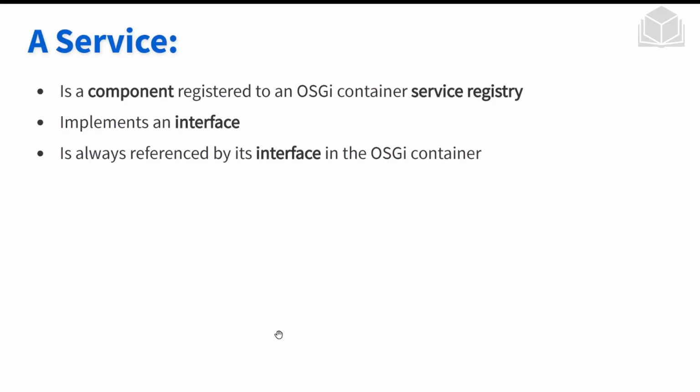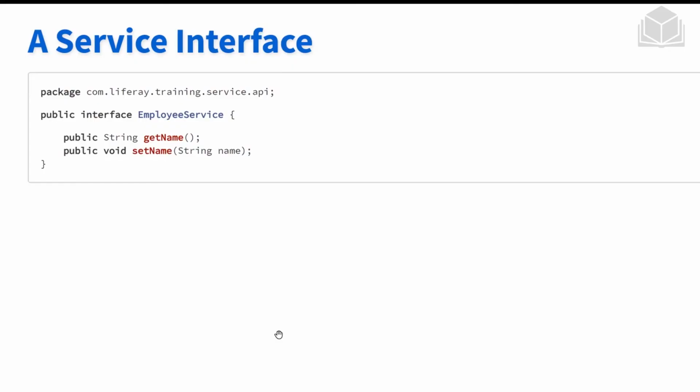A component typically implements an interface. In most of what we're going to be seeing, right, components implement interfaces. It's going to be a pattern we see over and over again. So let's take a look at this interface right here. So, very simple interface, nothing really special here, right? EmployeeService is the name. We have two methods, getName and setName.